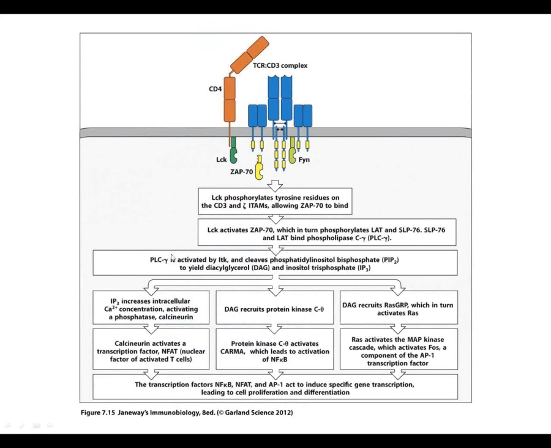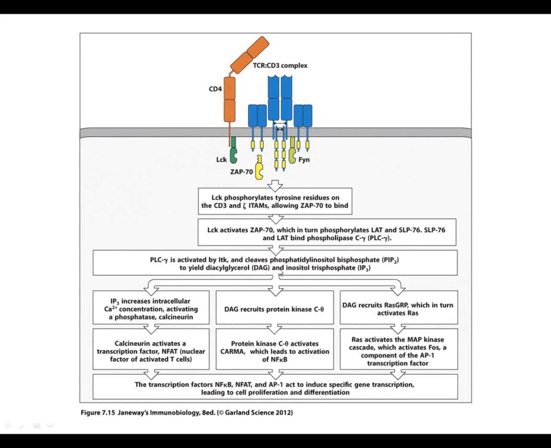Okay, so now once this happens, this is important because once that PLC gets activated, it cleaves something called PIP2 into IP3 and DAG. And once this happens, a whole bunch of things happen. So one of the things that happen is that IP3 increases the intracellular calcium concentration, and that calcium activates calcineurin, and then calcineurin activates the transcription factor NFAT. And remember, that's the whole goal, is to get that transcription factor. So once NFAT is activated, then you get gene transcription.